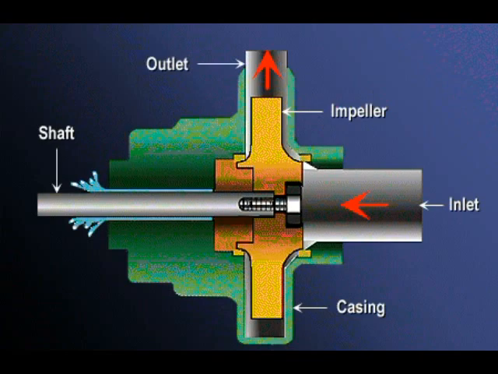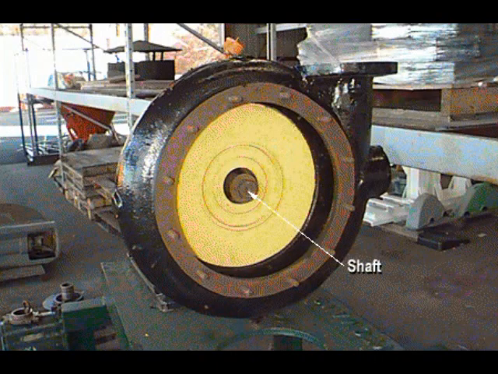A key component is the impeller. As the impeller rotates, the liquid is pulled into the center of the pump and is expelled through the outlet under pressure. Let's look at the basic components of a centrifugal pump.